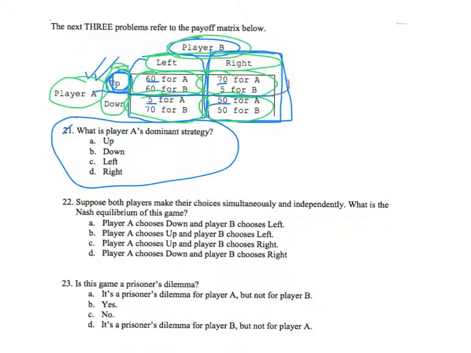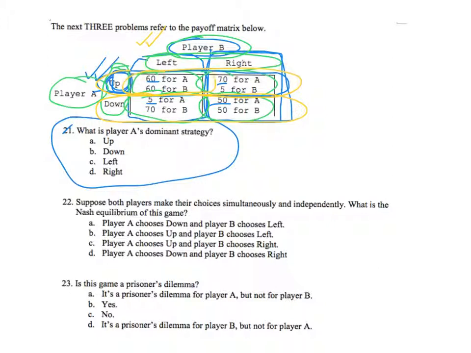We're going to have to see player A playing up if player A is going to be regret-free. Let's think about player B. Just for kicks, let's think whether player B has a dominant strategy. If player B, let's use yellow, if player B thinks player A is going to go up, player B wants to go left. If player B thinks player A is going to go down, player B wants to go left. So it turns out player B also has a dominant strategy.